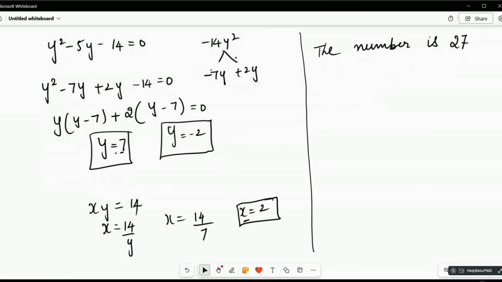Ma'am, why do we get two values of y? Because we get a quadratic equation. Whenever we get a quadratic equation, we will get two values. Sometimes both are positive. You can take any one and try. Whenever one number is negative, take the positive one.